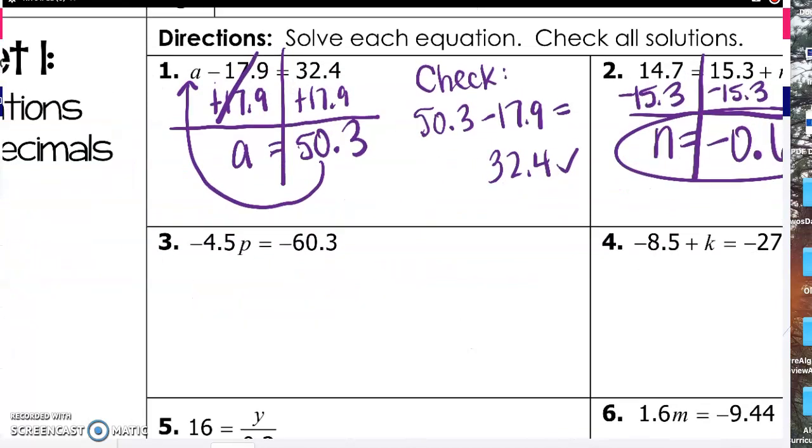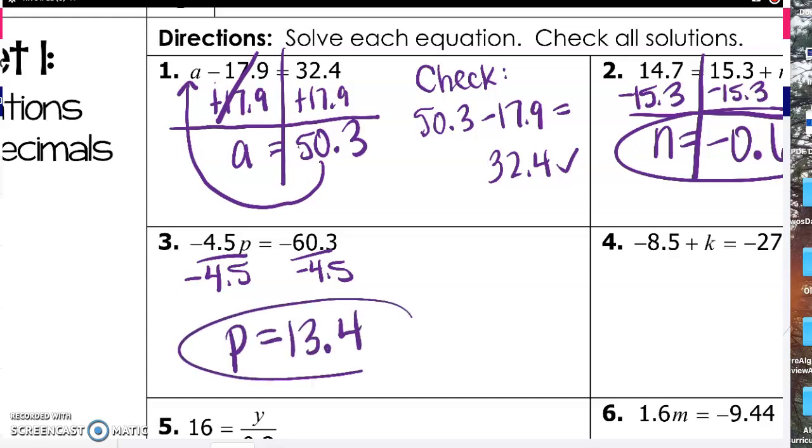Number 3, remember when two things are right next to each other, that means multiplication. Negative 4.5 times p. So to get rid of times, we need to divide by negative 4.5. So negative 60.3, don't leave out the negatives, divided by negative 4.5 gives us 13.4. P equals 13.4.